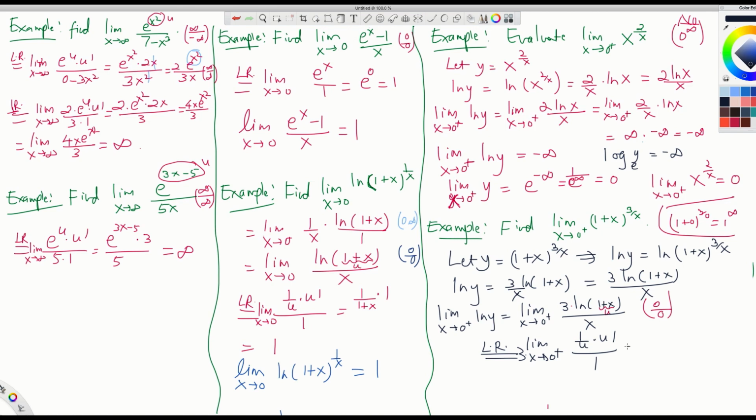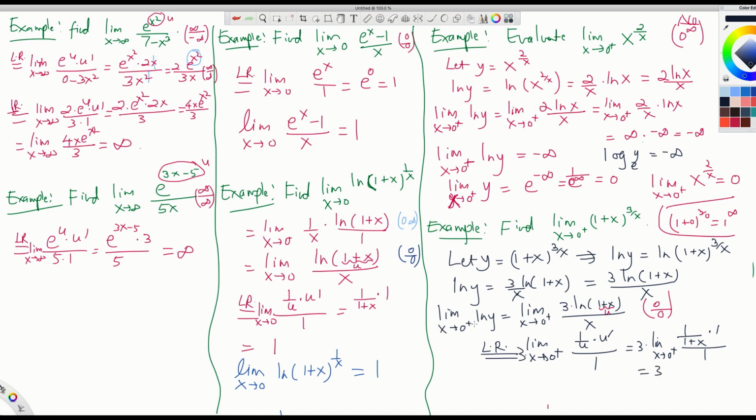Okay, so let me plug in the values. 3 times the limit as x tends to 0 plus of 1 over 1 plus x times u prime. Here u is 1 plus x, and the derivative of natural log of u is 1 over u, which is 1 over 1 plus x. The derivative of 1 plus x is just 1, divided by 1, right? So now plug in the limit. 1 over 1 plus 0 is just 1. So basically 3.